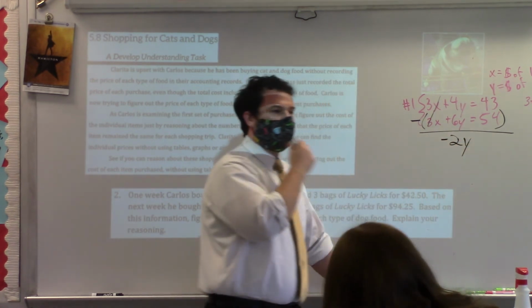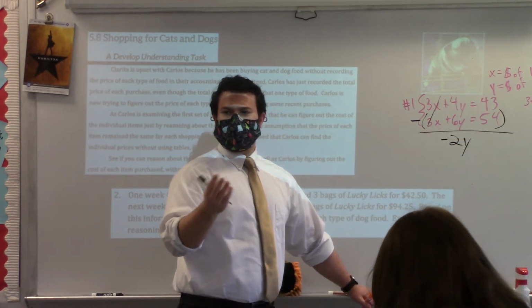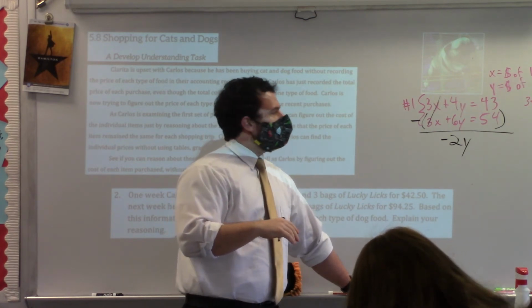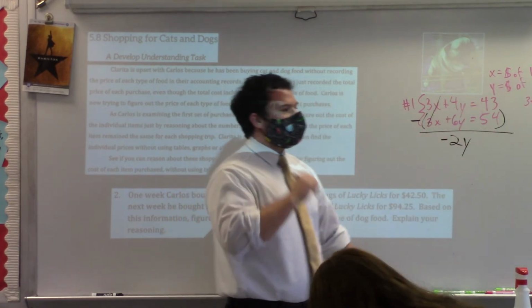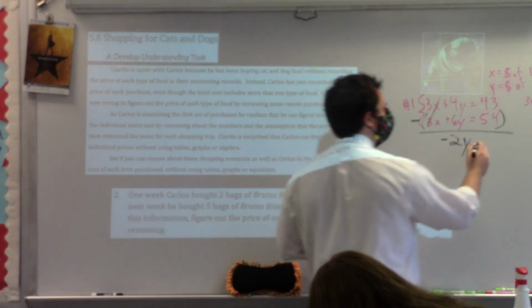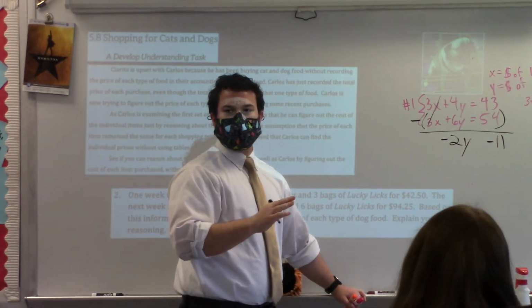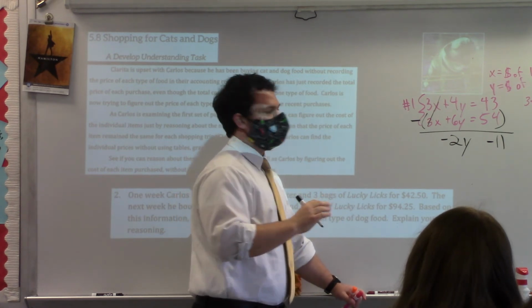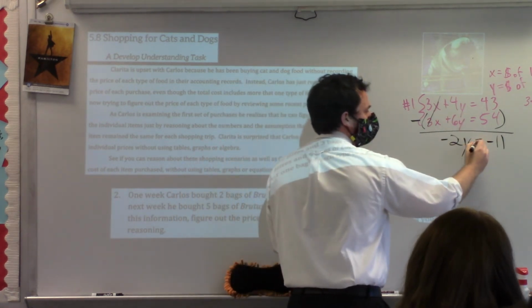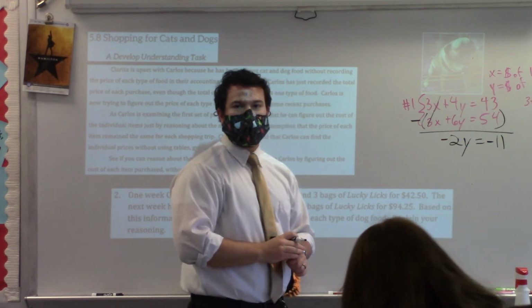Negative 2y. Which we kept talking about, 2 bags of Figaro flakes. This is a little weird. Let's see how it plays out. 43 minus 54. Negative 11. And what's the relationship between negative 2y and negative 11? Both negative. They're equal. We want to recognize that they're equal to each other.